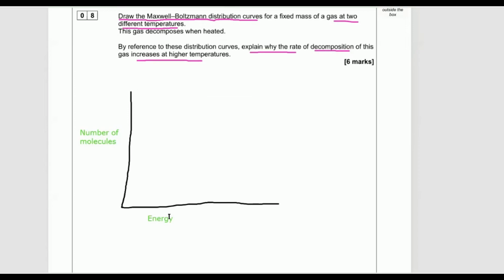Now we need to draw a curve. And your curve should start at about 0 energy and 0 number of molecules, and it should go like this. This is our first temperature. We don't want to go right down to the bottom, so we leave a little gap. And now I'm going to use a different color. Obviously, you might not be able to in an exam.